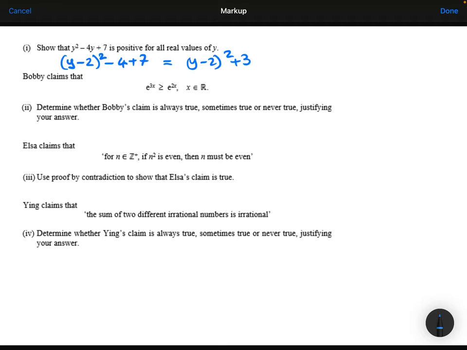and now I can see that the minimum value is 3, when y is equal to 2. Therefore, always greater than 3, or always greater than or equal to 3, so always positive.